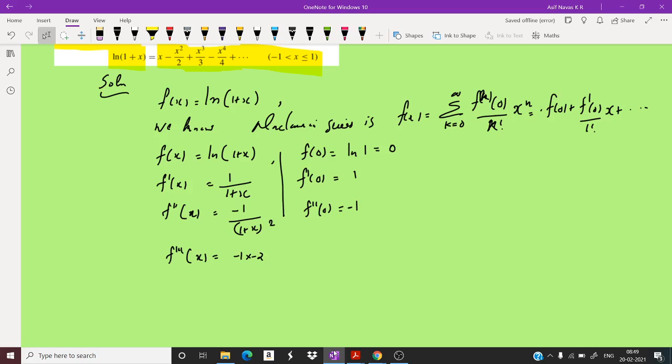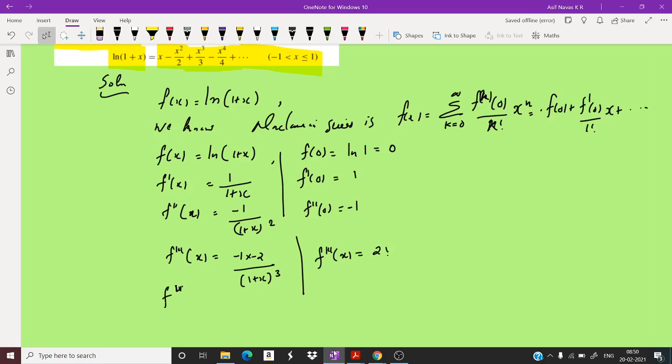So, continuing like this, we will get f'''(x) is equal to minus 1 into minus 2 divided by (1 + x) cubed. So the derivative of 1 by (1 + x) squared is minus 2 by (1 + x) cubed. So minus 1 into minus 2 is actually 2, or we can write 1 into 2 is 2 factorial. So f'''(x) is equal to 2 factorial over (1 + x) cubed, minus times minus is plus.